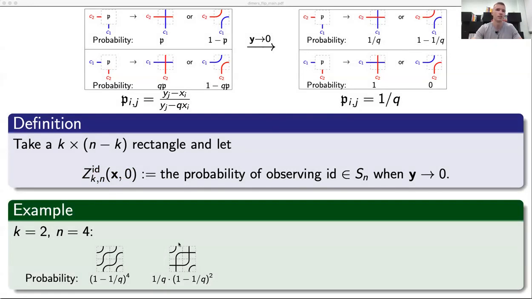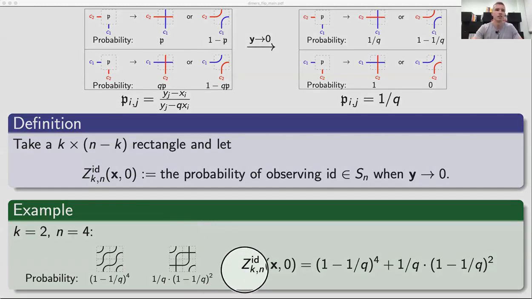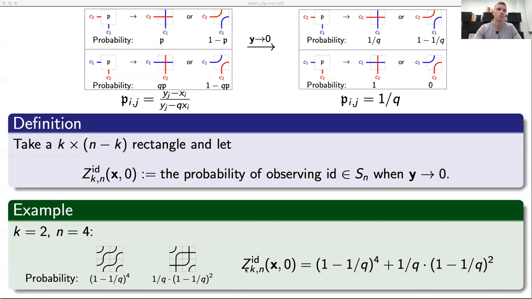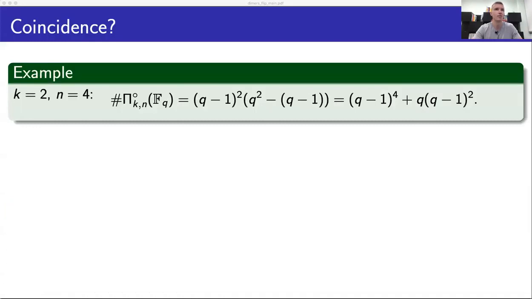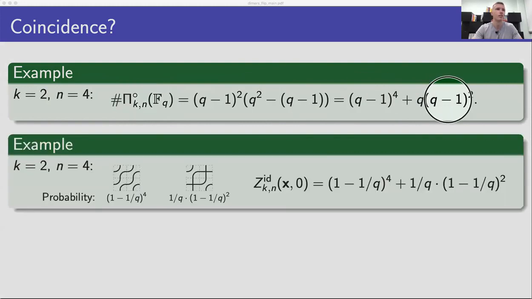And therefore, the answer is just given by taking the sum of these two expressions. That's the probability of the identity permutation. Okay, now where am I going with this? Let me try to put these two examples on the same slide. So here's the number of points in the Positroid variety, given by this formula. Here's the probability of the identity permutation in the six-vertex model. It's given by this formula.